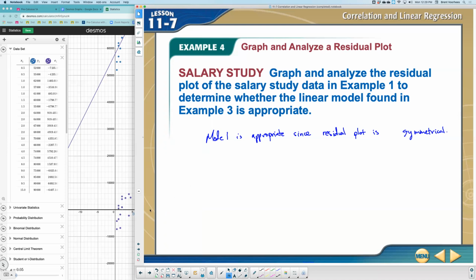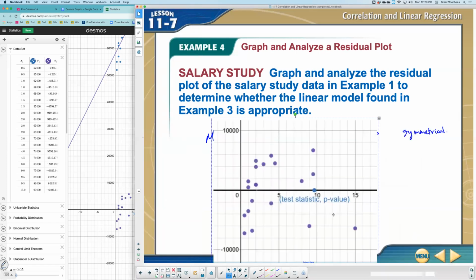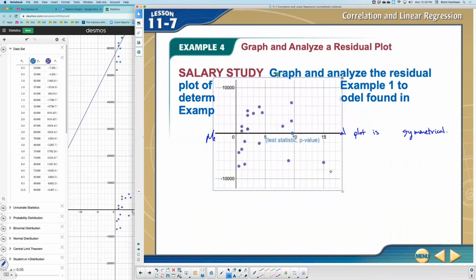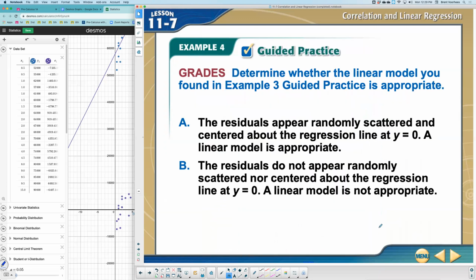Really what you're looking at is this portion of the graph right in here. Because these are pretty symmetrical, this model would be appropriate. Now let's check your DOL. Again, you're using the same data from the previous examples. You're going to look at whether they are randomly scattered or do not appear to be randomly scattered nor centered.